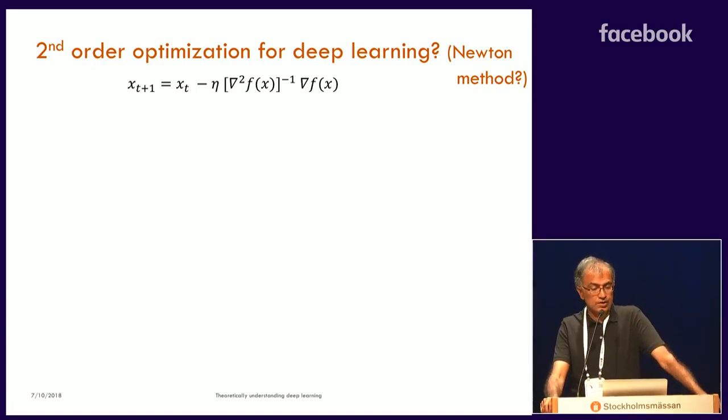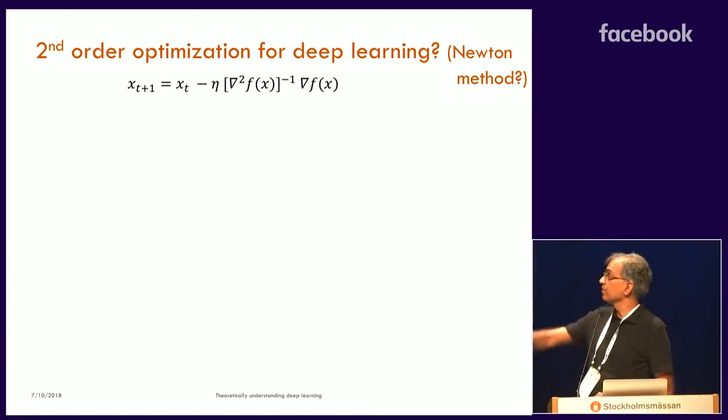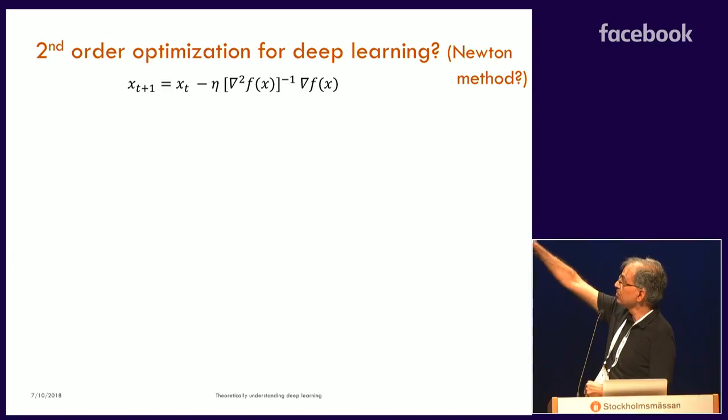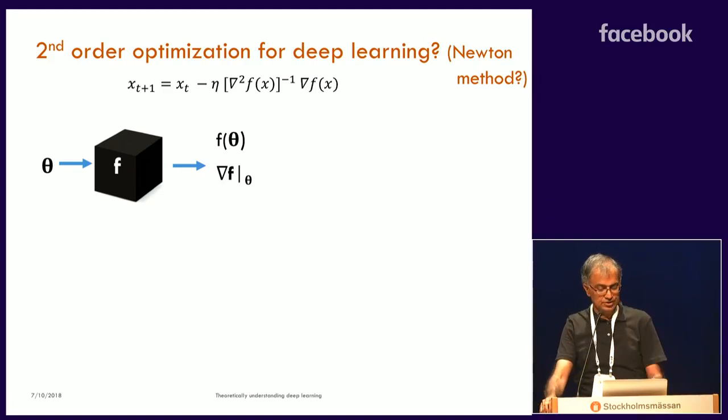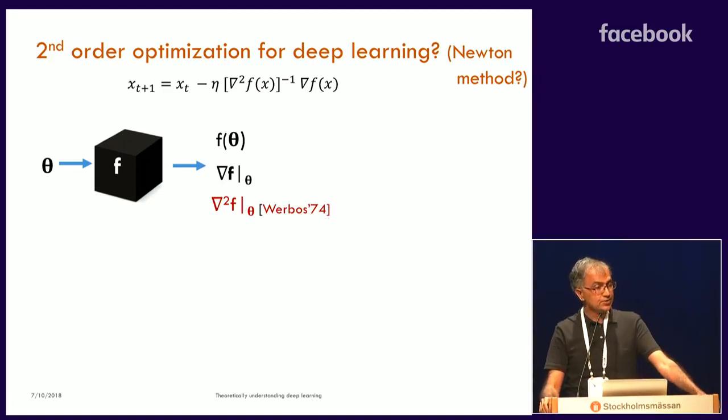Okay, so talking about second order methods and second order notions, what about second order optimization for deep learning? In classical optimization, it's actually quite normal to use the second order derivative, the so-called Newton method. Remember, it looks something like this: your update is not just along the gradient, but it's scaled by the inverse of the Hessian. Now, remember, we're in the black box model, so all we have is the value and the gradient. In the black box model, we don't even have the Hessian. Turns out, even back in 1974, Werbos showed that backpropagation can also compute the second derivative quite efficiently.